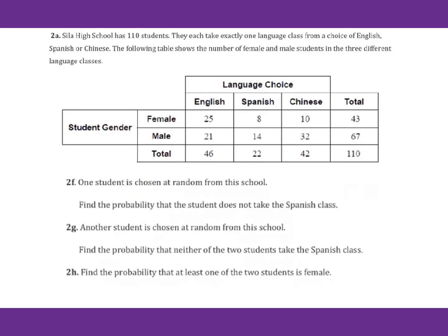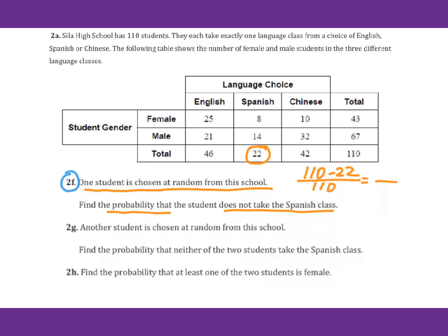Now let's go to 2F. When a student is chosen at random from the school, find the probability that the student doesn't take a Spanish class. How many students take Spanish class? That's 22. In other words, we have 110 minus 22 students who won't take Spanish. Then you divide by 110. You will get 88 over 110 equals 4 over 5.